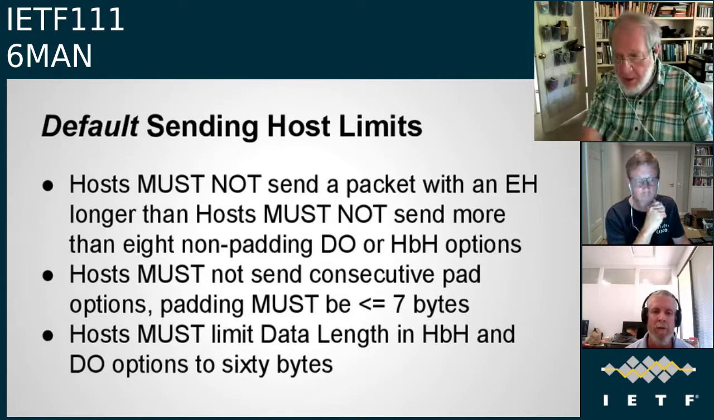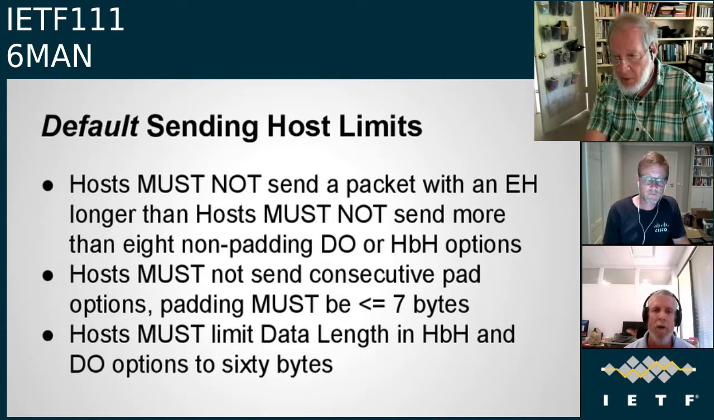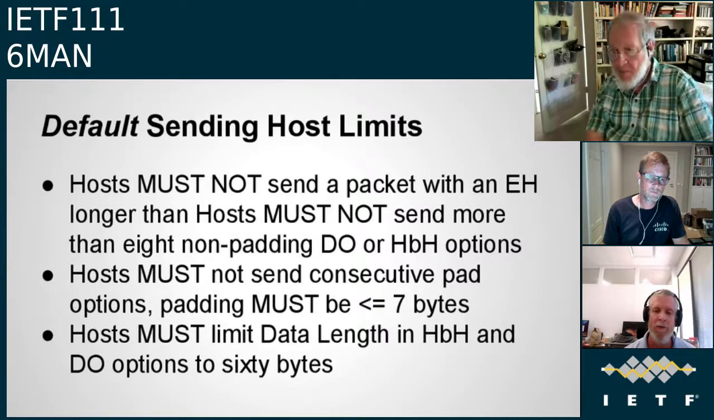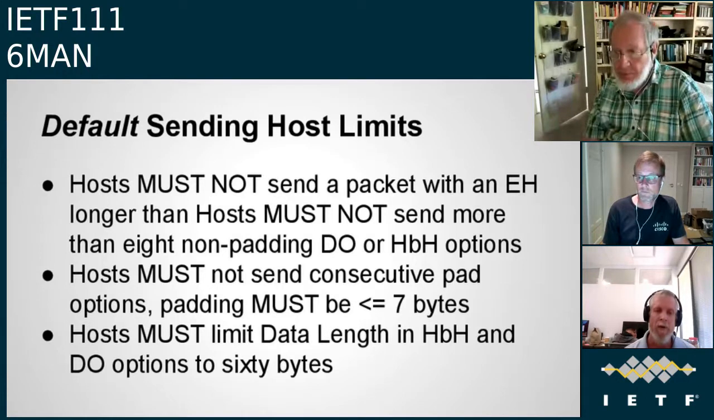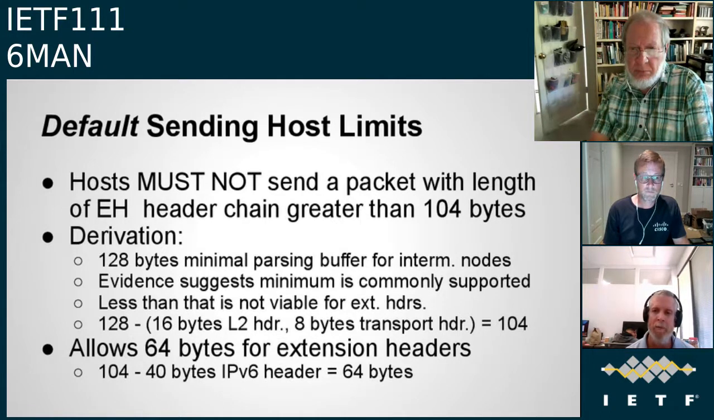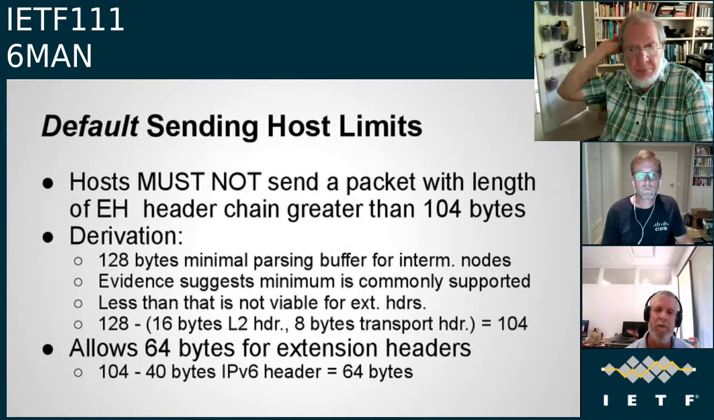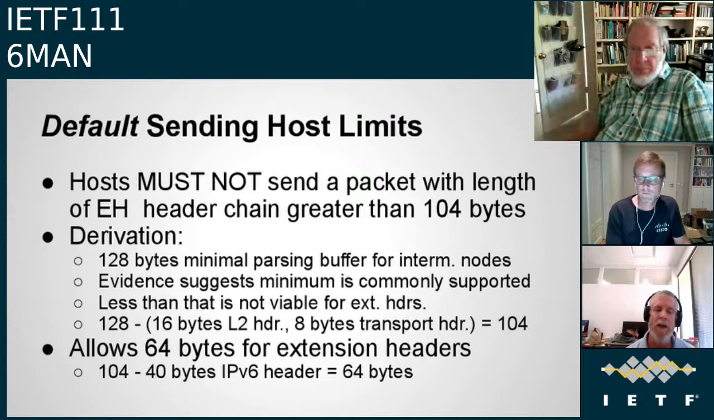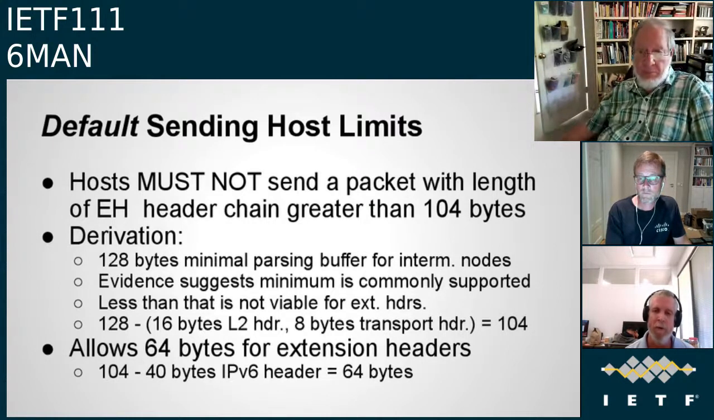So I can give a little more detail about the limits. On the host side for sending, we restrict the padding that can be used and restrict the number of options. These are all defaults, which means if I'm sending to a destination and I have no other information, then I would apply these limits. One of the more important ones is on the next slide. This is the header chain limit that I mentioned. The draft specifies that a host must not send a packet with a length of the extension header chain greater than 104 bytes.